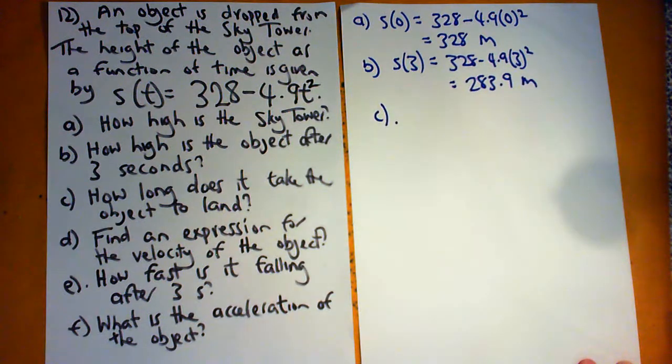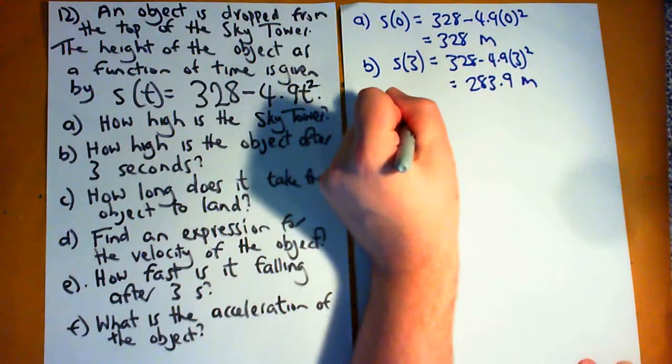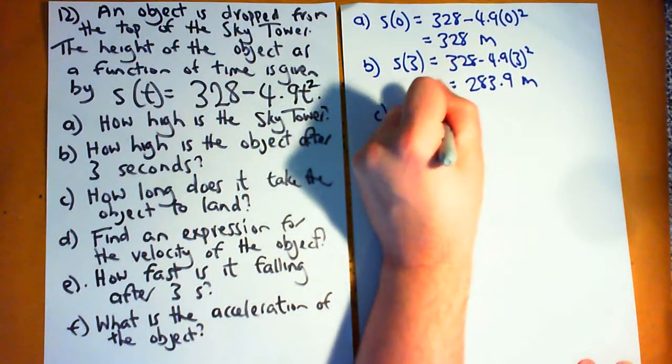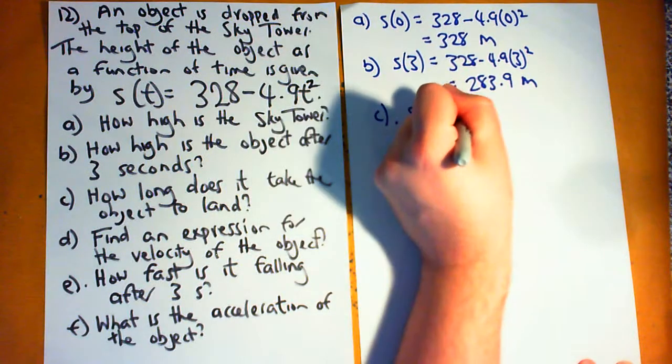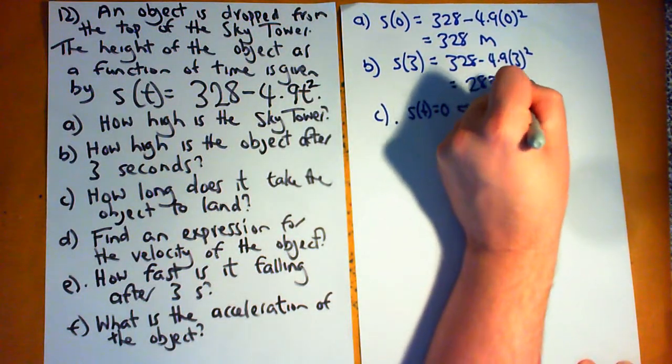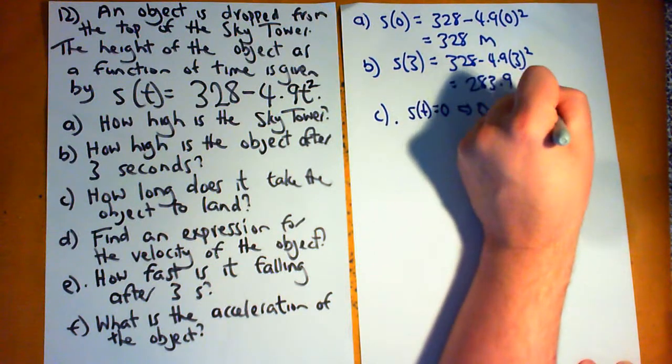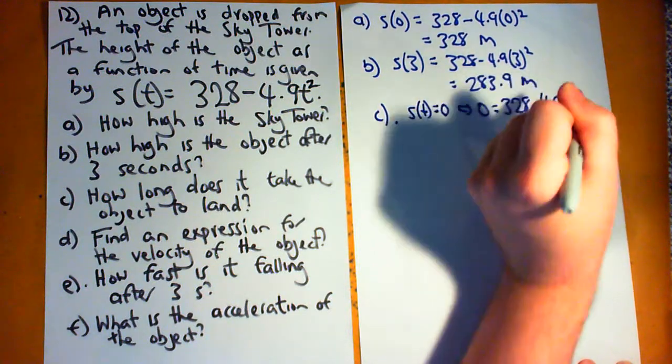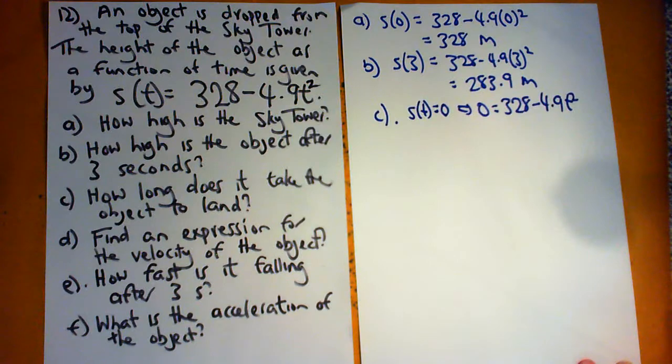Part C, how long does it take the object to land? Well, it lands when it hits the ground. When it hits the ground, what's the height? The height is 0. So we're trying to find out what value of t makes s of t equal 0. So s of t equals 0 tells us that 0 equals 328 minus 4.9 t squared. We need to solve that for t.